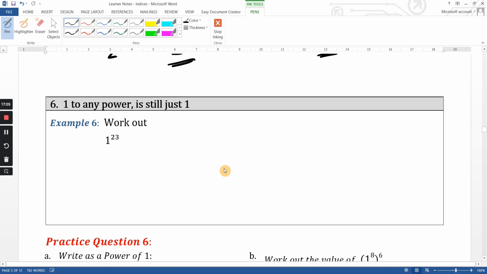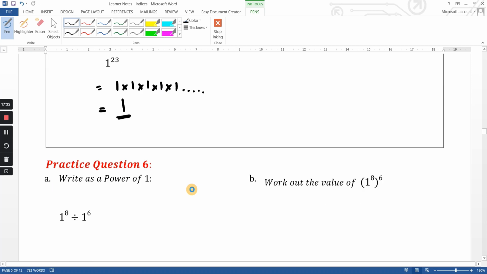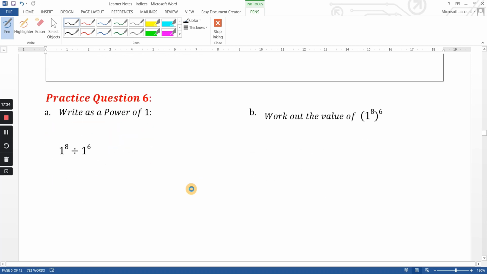Let's move on to rule number 6. 1 to any power is still just 1. Work out 1 to the power 23. That just means 1 times 1 times 1 times 1 times 1, and it goes on forever, which is still going to be 1, isn't it? Yeah. So obviously you don't have to show this middle step. I'm just showing you guys what it actually means, and at the end of the day, it's just 1, isn't it?